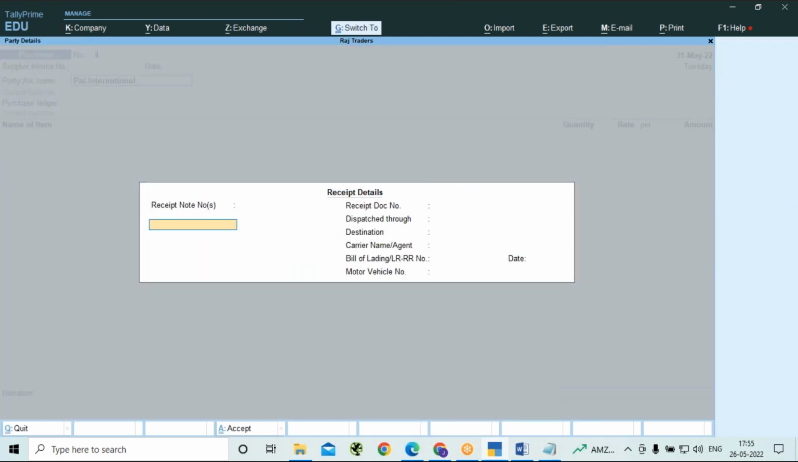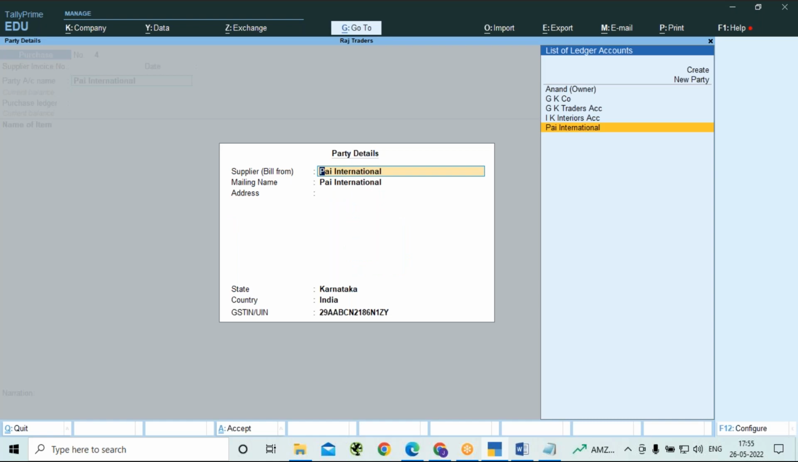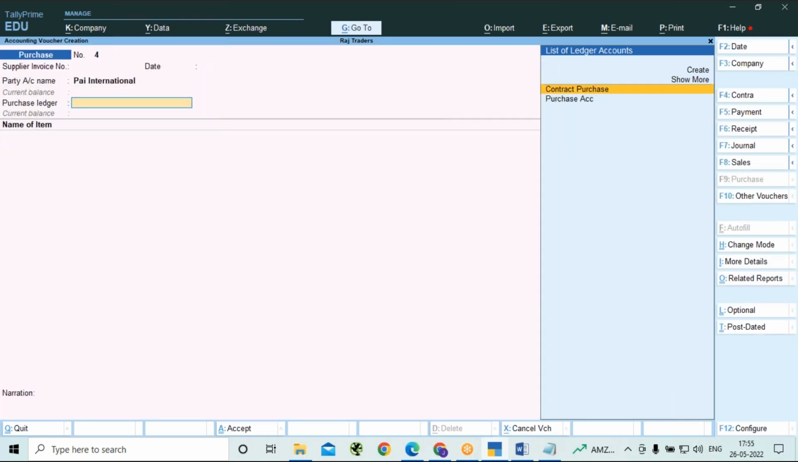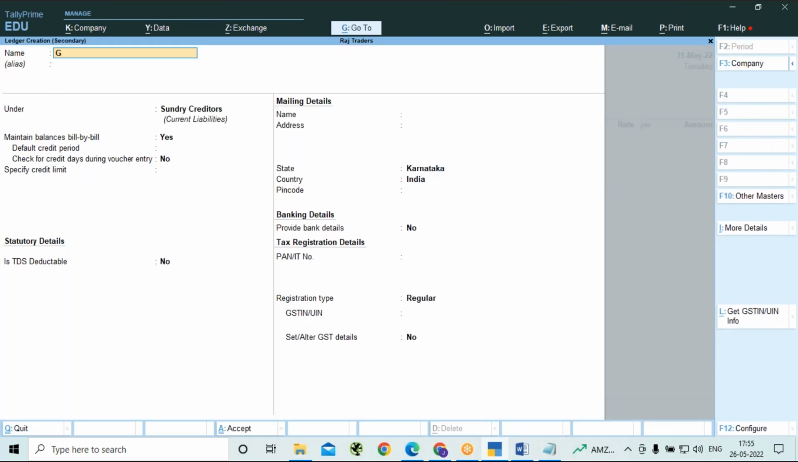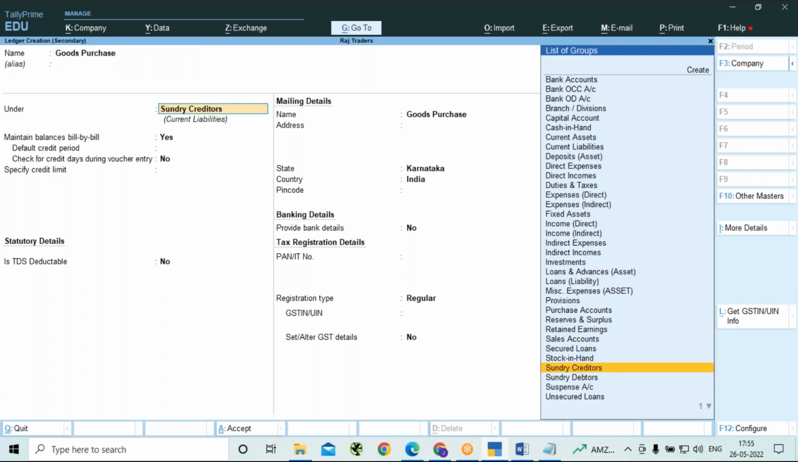So the screen has been accepted. Next, select the purchase ledger. Let me create one purchase ledger in the name of goods purchase. Do not have a common ledger for your GST and non-GST. Have different ledgers.